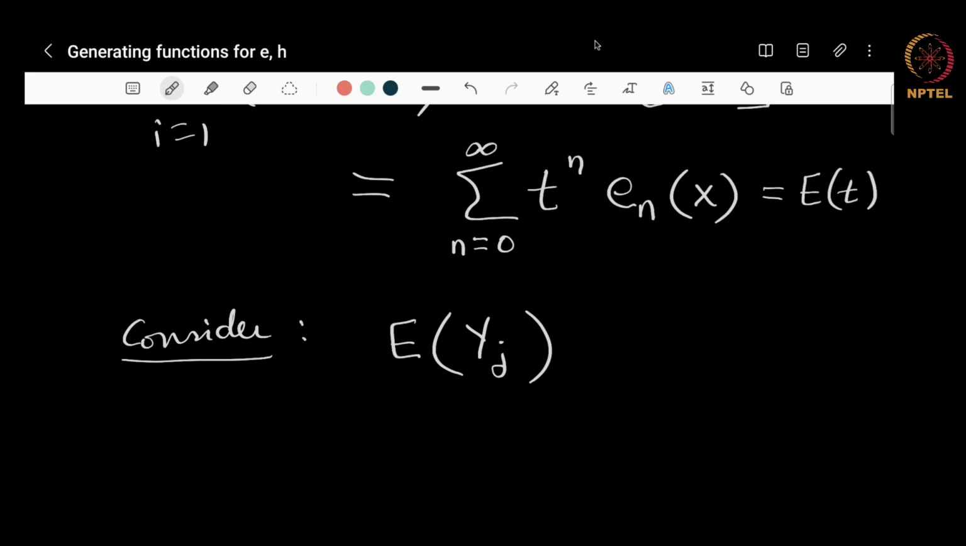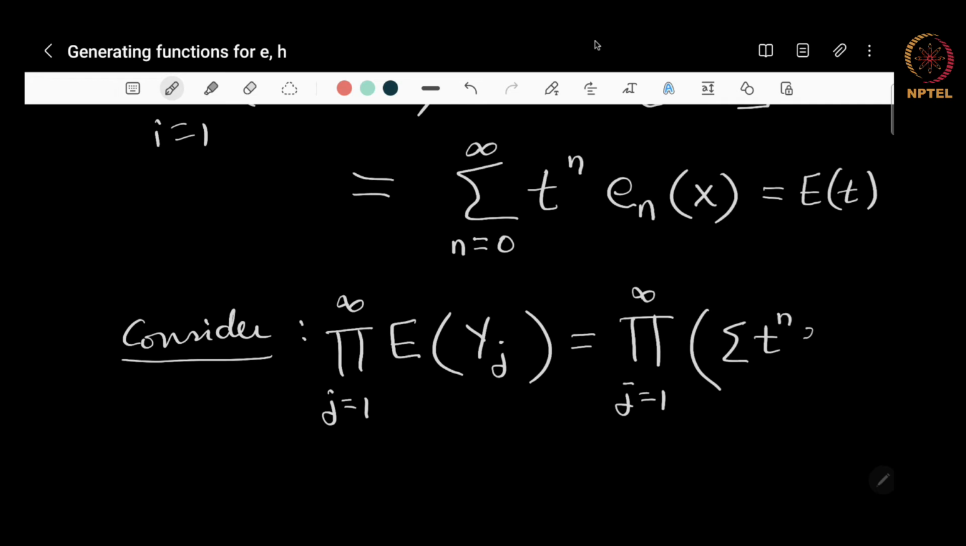Okay, so consider E of yj's, and let's do the following. Let's also take the product over all j equals 1 to infinity. Now what is this really? This is going to be the product. So each E of yj, we understand what it is. It's like an E of t, summation t power n en of x, except I must replace t power n by yj power n. So this is now yj power n, n is equal to 0 to infinity.